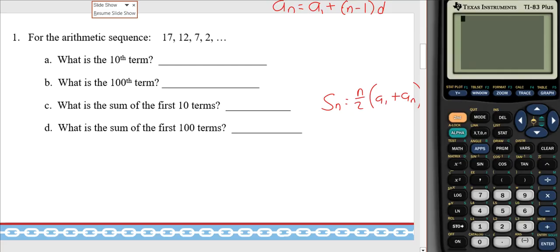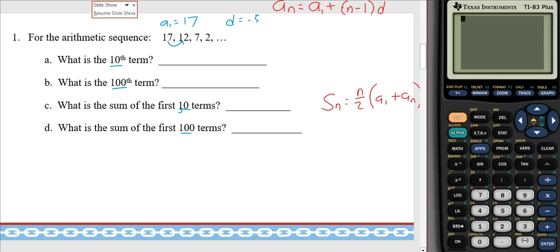For problem 1, it's always helpful to label your terms. My A1 here is 17. My n values are going to be these values here. Those are my n's. And then my common difference is going to be -5, second term minus first term. So there is my information that I will need to be successful on all of number 1.